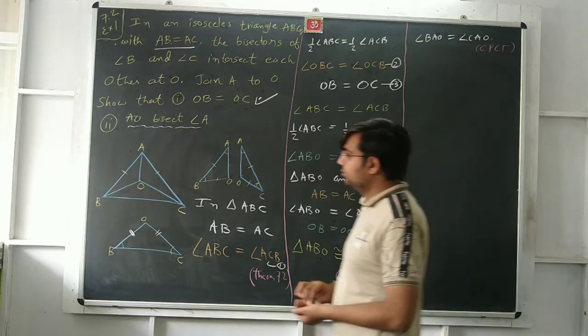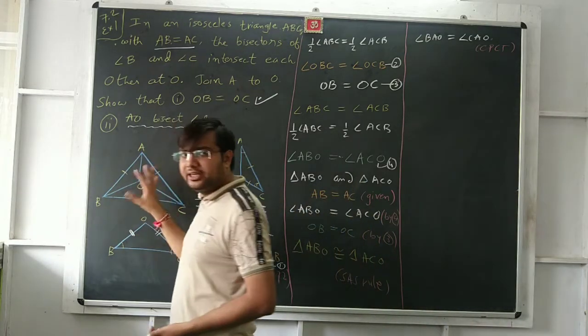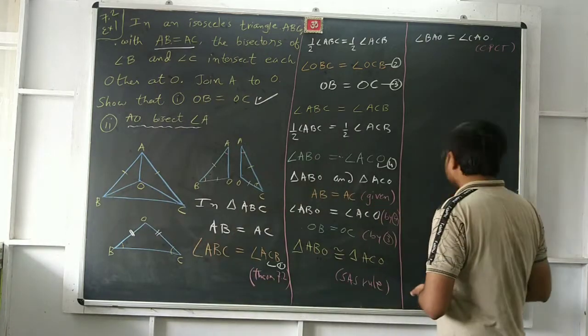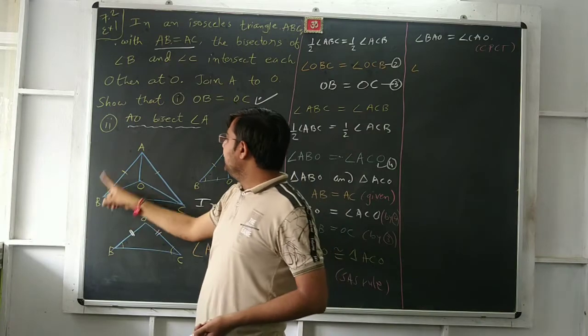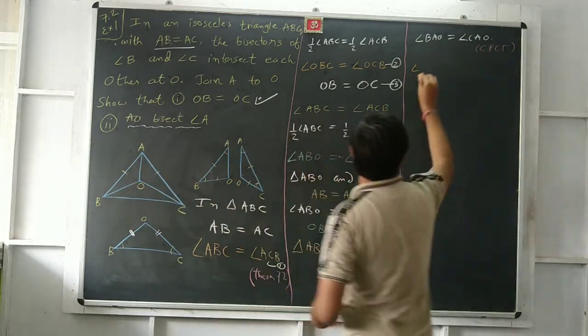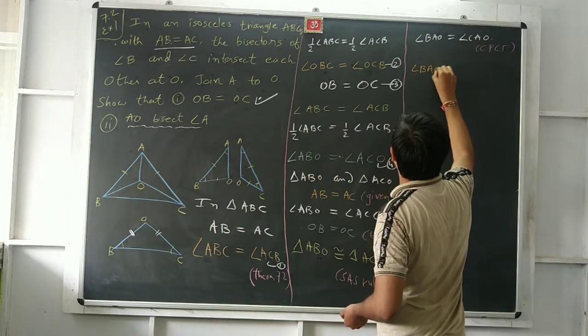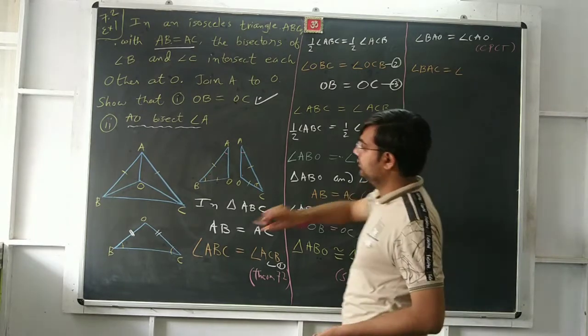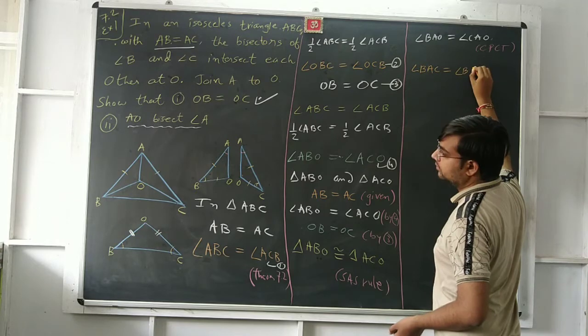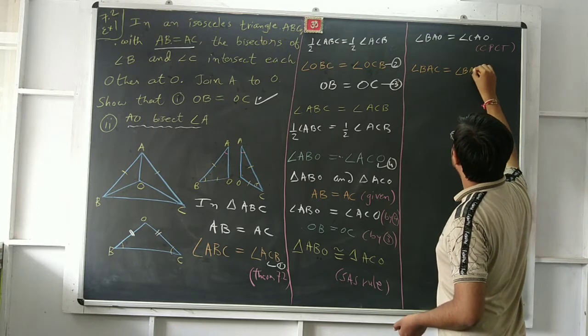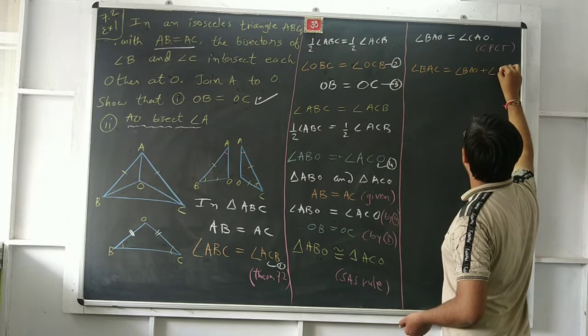Now I go to the main triangle. Angle BAC is equal to angle BAO plus angle CAO.